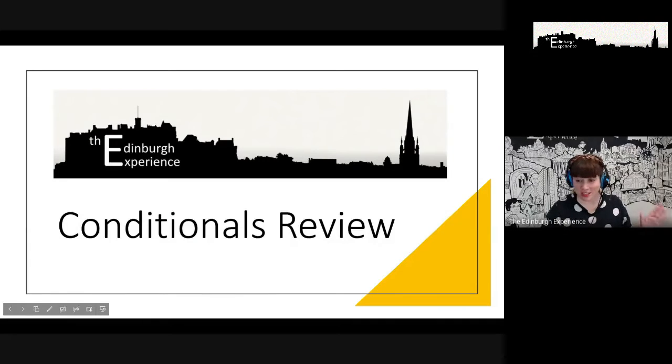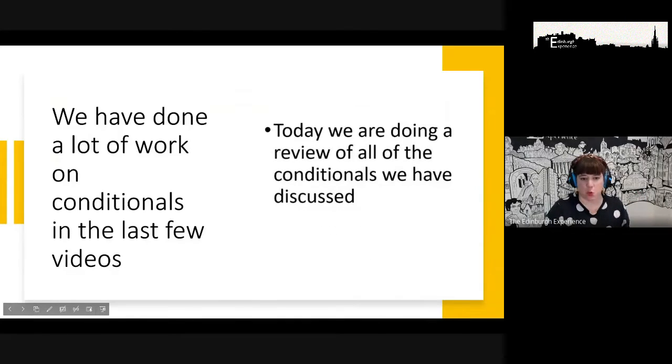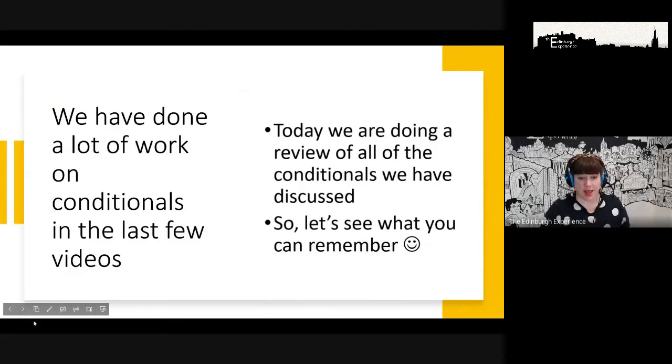So we are doing a conditionals review in this session, and we've been doing lots and lots of work on conditionals in this block. We've got lots of other videos on it. So we're going to do a review of everything, a kind of overview of what we've discussed with the conditionals. If you want to have a look in more detail, then I recommend going back and watching those other lessons. Today, we're just going to go through the main points that we've discussed, but obviously in the other lessons, we go into a lot more detail.